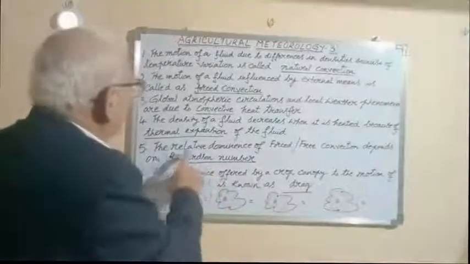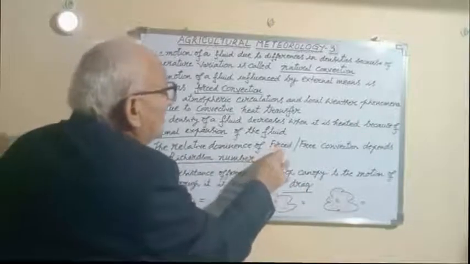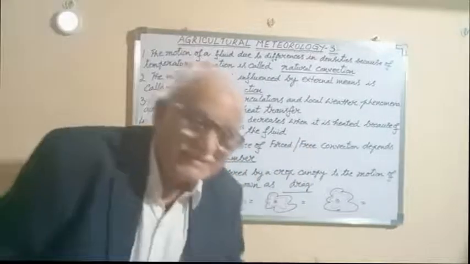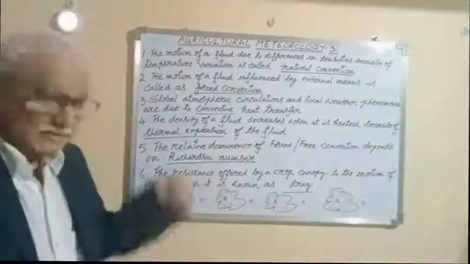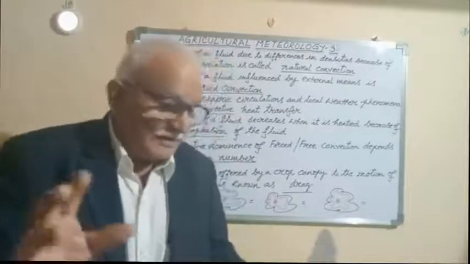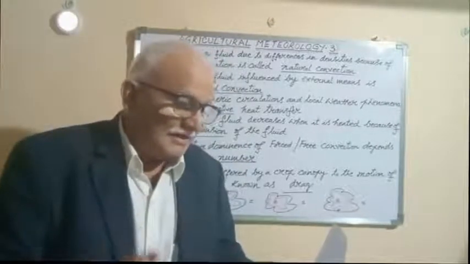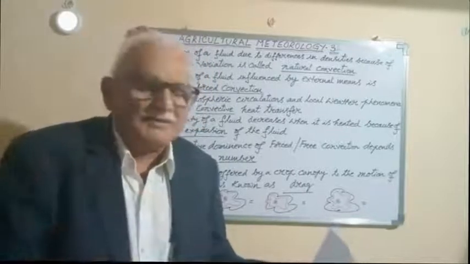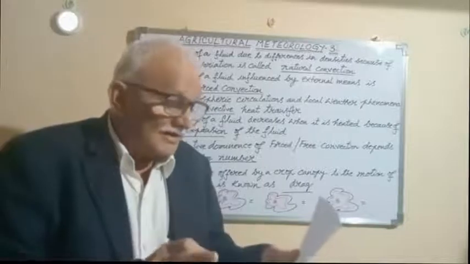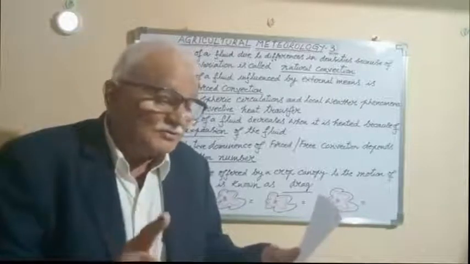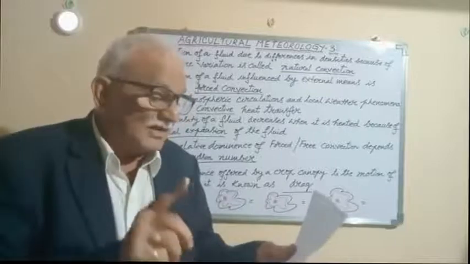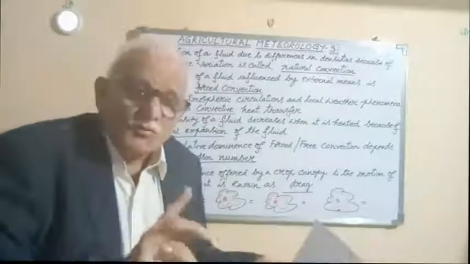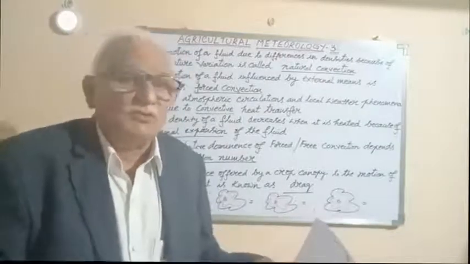Now, the relative dominance of forced or free convection depends on the Richardson number. This is very interesting. I would like to enlighten you that the relative dominance of forced or free convection depends upon the Richardson number. It is a dimensionless number. Free convection dominates when Ri values are greater than 1. Forced convection dominates when Ri values are less than 1. When it is around 1, both free and forced convection dominate.